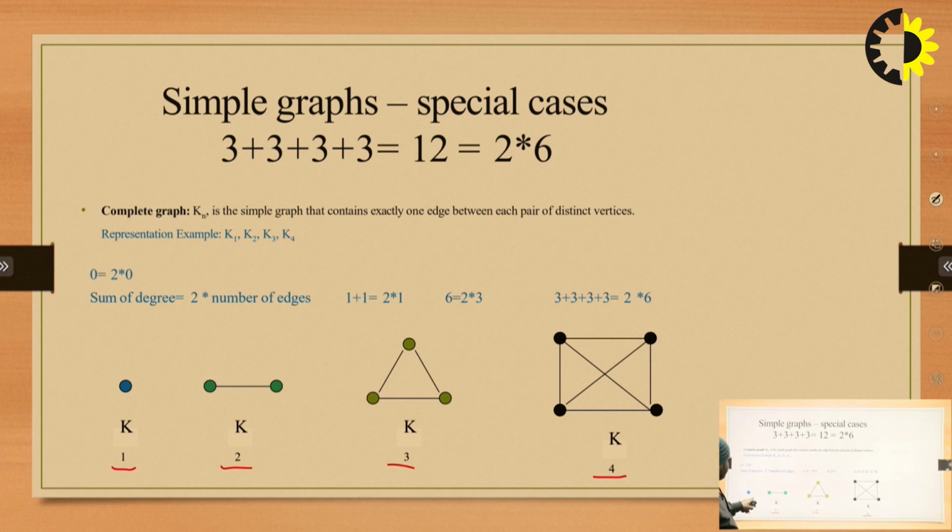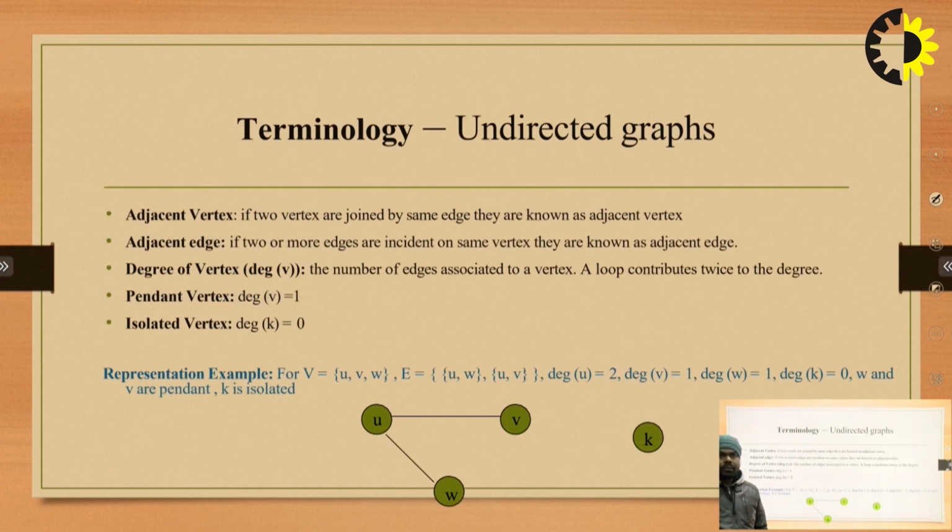Sum of degrees equals the number of edges. Like this is 2 vertices, so there is this one and this one. This is 3 vertices: 1, 2, 3. This is 4 vertices: 1, 2, 3, 4. For calculating the number of edges, you have to check. Here 3 vertices, 3 edges. Here 4 vertices, 1, 2, 3, 4, 5, 6 edges. Okay, so this is the method.